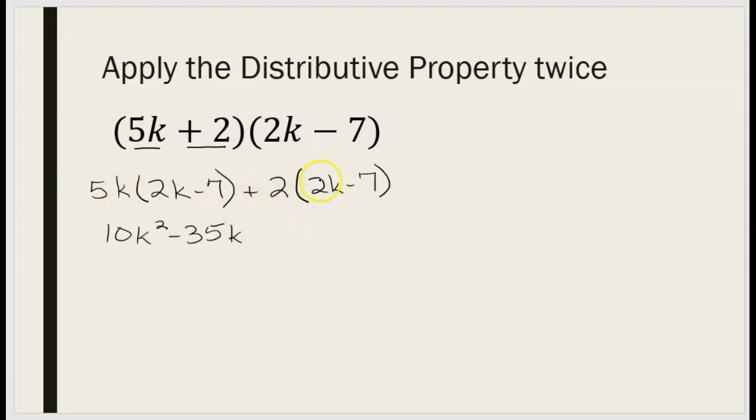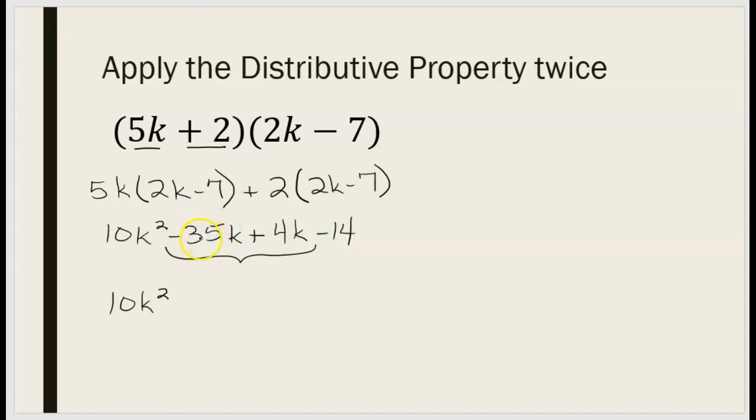Now we start distributing this second item through my set of parentheses. So 2 times 2k, that's a plus of course. 2 times 2 is 4, and then we still have that k on there. 2 times negative 7 is negative 14. Again, hopefully you're picking up on a pattern here. We've got some like terms in the middle to combine.